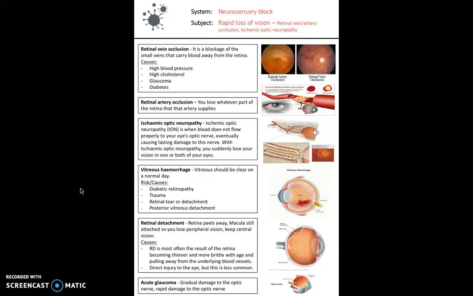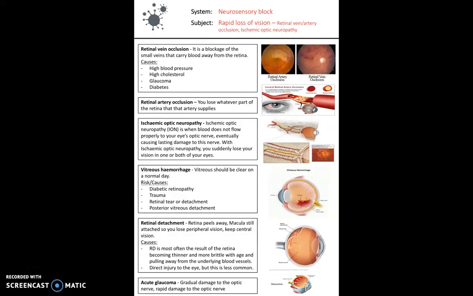Moving on, we've got rapid loss of vision, and again we've got a few conditions here to be aware of. So retinal vein occlusion, this is a blockage of the small veins that carry blood away from the retina. The causes of this are usually high blood pressure, high cholesterol. You can also have retinal artery occlusion, so therefore you lose whatever part of the retina that artery is supplying, because without the blood supply it can't function. You've got ischemic optic neuropathy. So this is when blood does not flow properly to your eye's optic nerve, and this can cause lasting damage to the nerve and therefore to the eye and the vision of the patient.